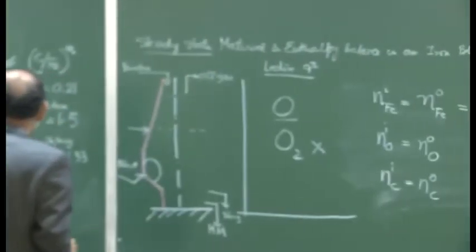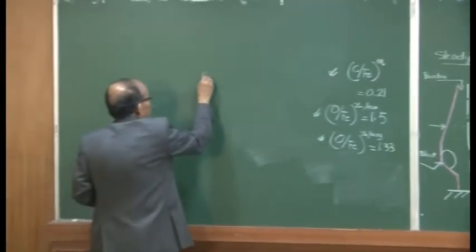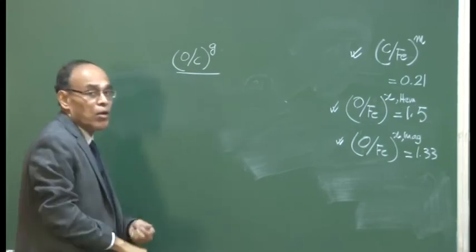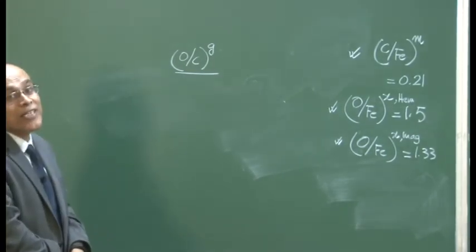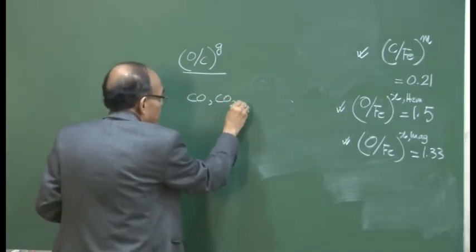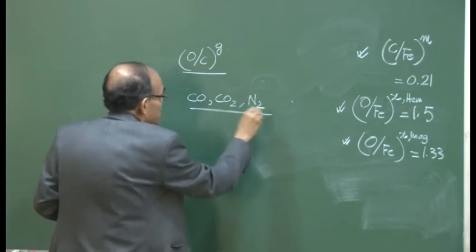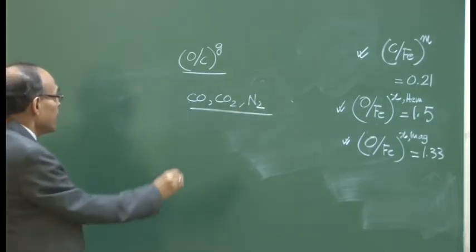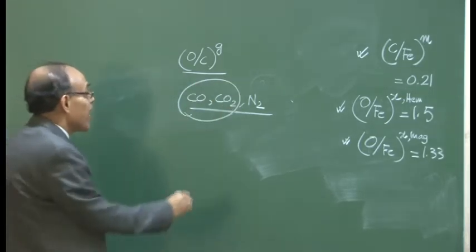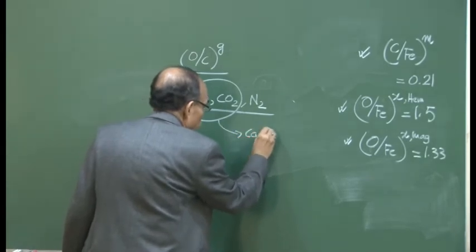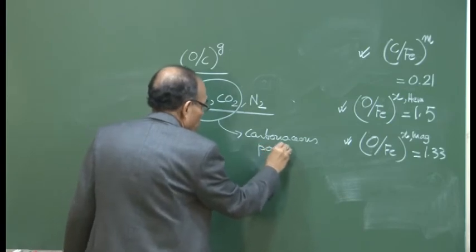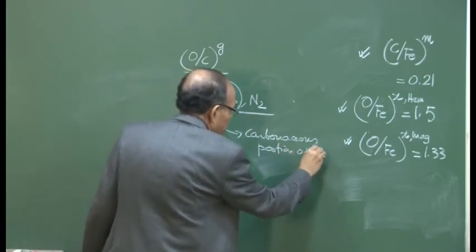For the top gas, we will use a parameter which we call the O by C of the gas, the moles of oxygen to moles of carbon present in the top gas. Now, the top gas contains carbon monoxide, carbon dioxide and nitrogen as far as my idealized operation is concerned, and therefore I will consider that this is the total top gas, but whatever I have circled is the carbonaceous portion of the top gas.